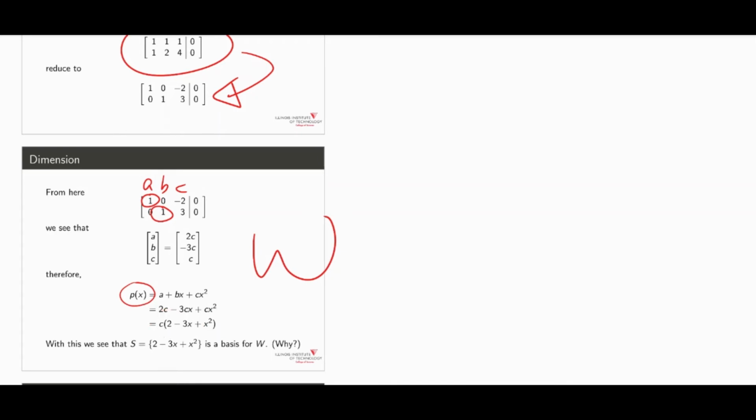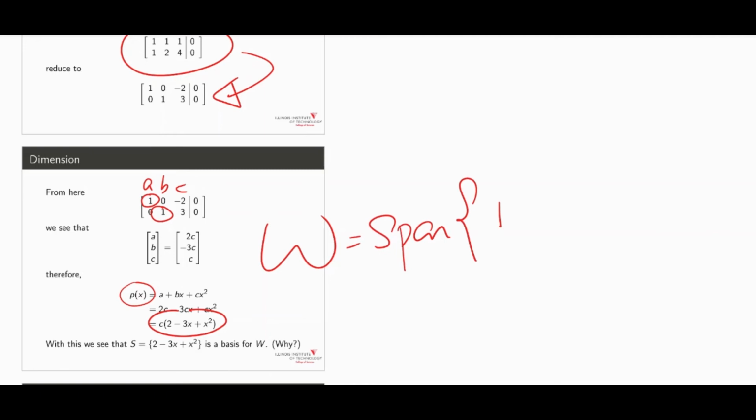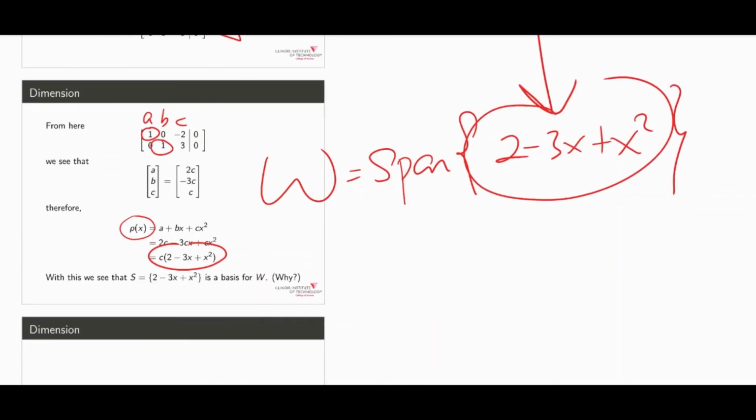So the span of W is this vector. This is the only vector that spans the vector space W, because every vector in W is a linear combination of this vector. It's a multiple of this vector, okay? So the entire vector space is basically spanned by only one vector, and that vector is 2 minus 3x plus x squared. This is a non-zero vector by itself, so obviously it is linearly independent.